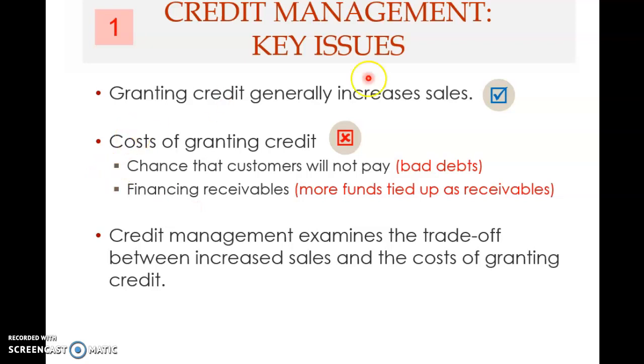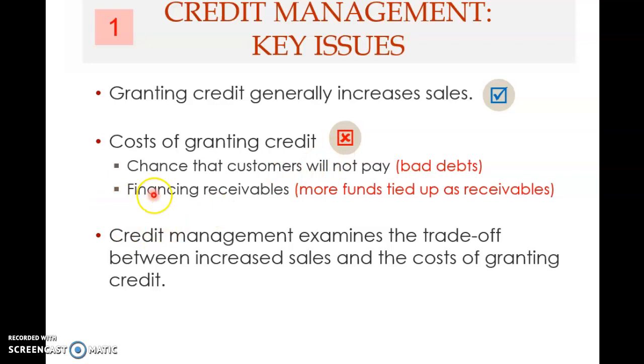So these are the benefits. You increase sales, therefore there is going to be some increase in cash flow. But at the same time, there are going to be some costs in granting credit. So there will be some trade-off. There's a positive and there's a negative. Note this negative here, a cross.